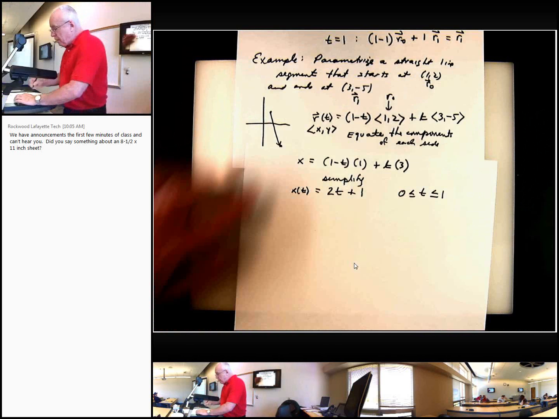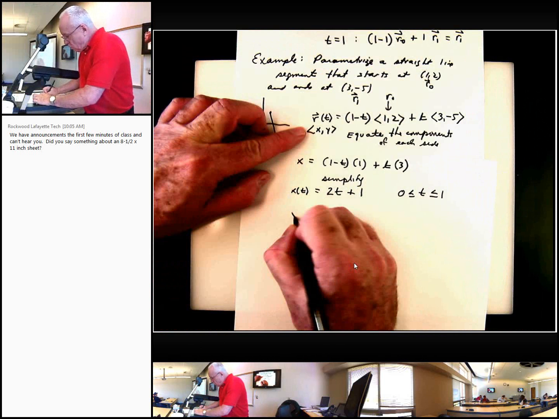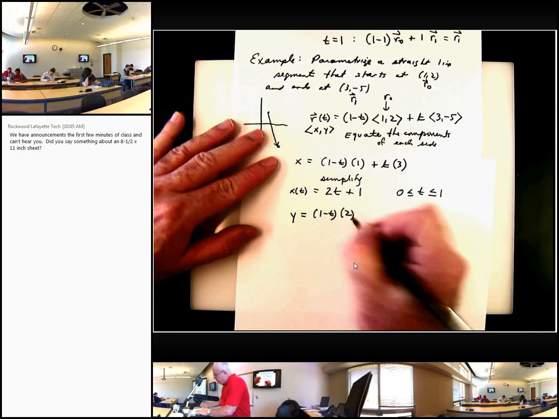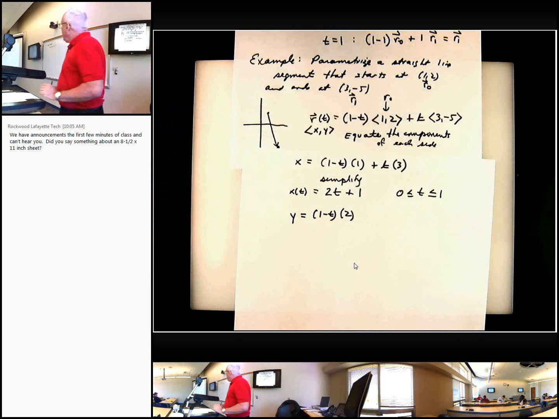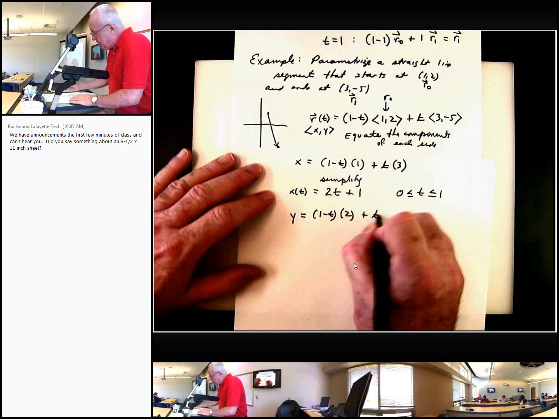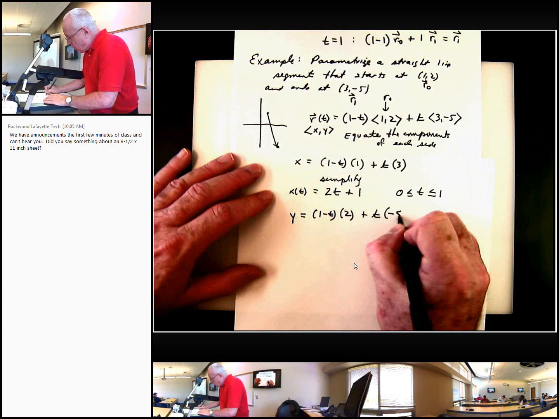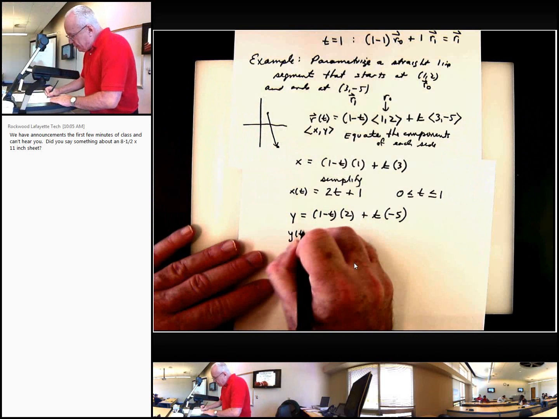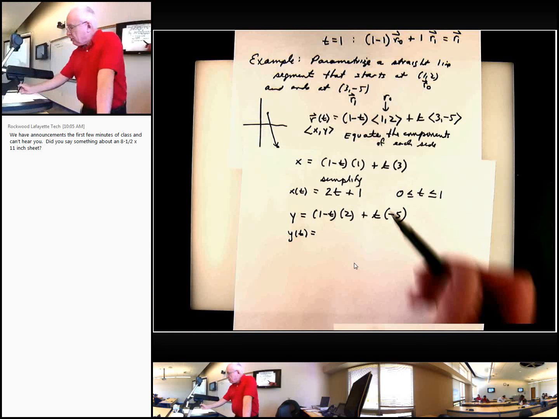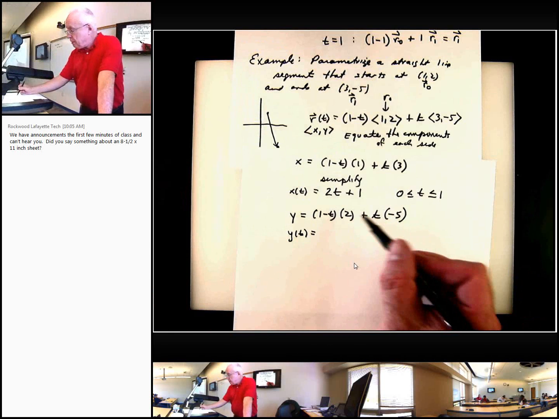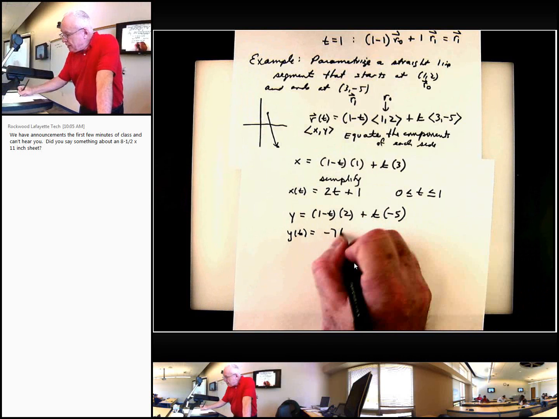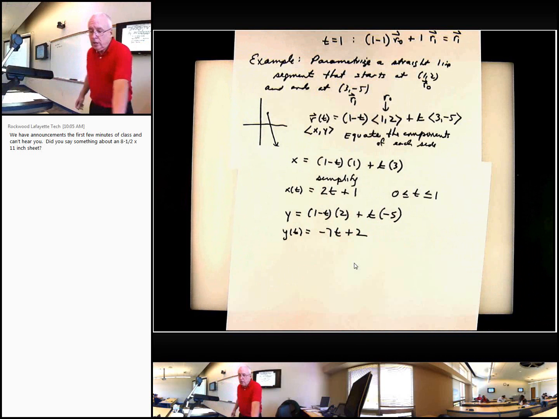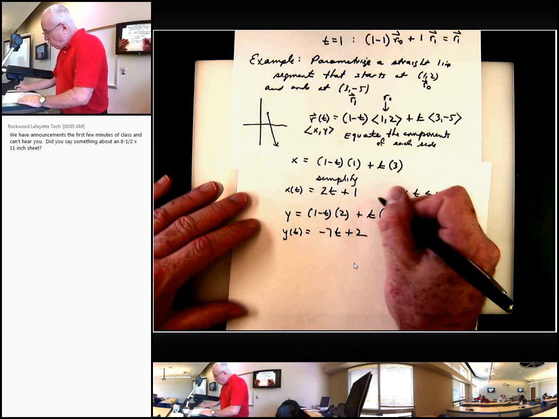Now let's do the y part. We're going to do the second component. y is equal to 1 minus t. Now let's grab the second component of R0, which is a 2, and then plus t times the second component of R1, which is a negative 5. All right. So we're going to have y of t equal what? Well, let's just look at what this is. This is minus 5t minus 2t, so that combines to minus 7t, and then I have 2 times 1 is 2. So that's my parameterization for this line.